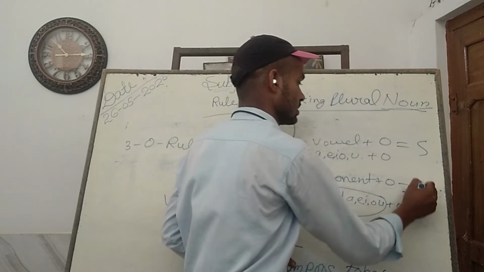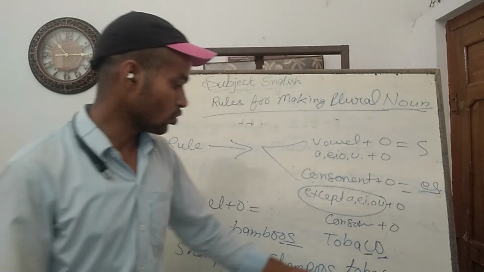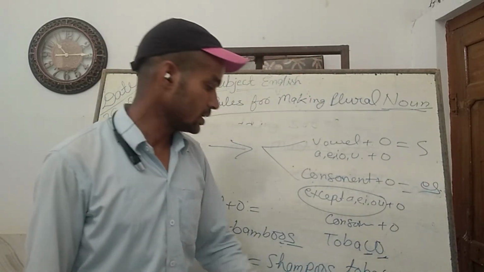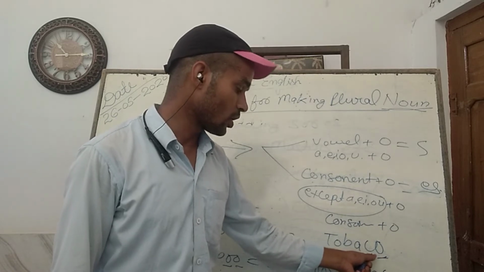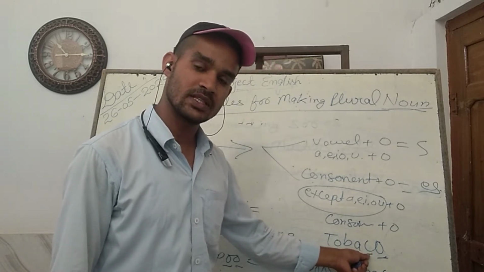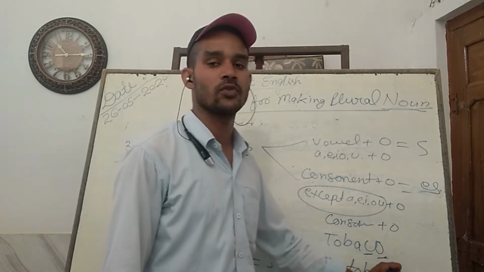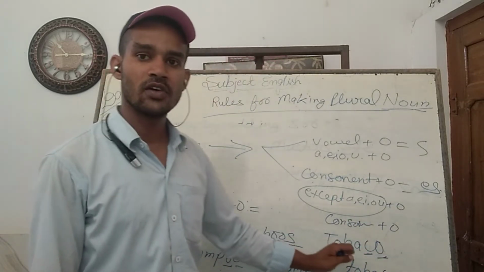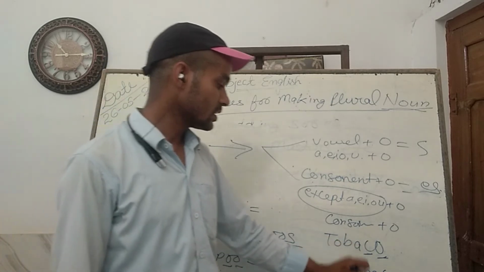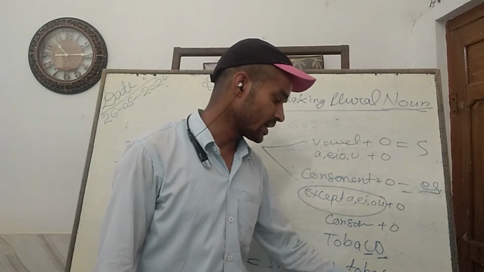Here S, here ES. Tobaccos. Here O is followed or preceded by the C. Means C has applied here. C consonant has been applied here before the O. So here the word tobacco is saying that it will be made plural by adding es.